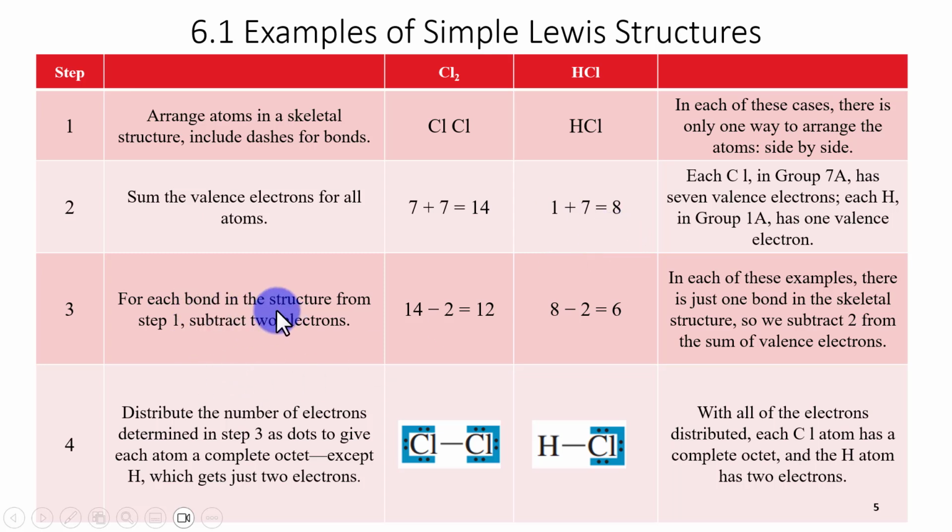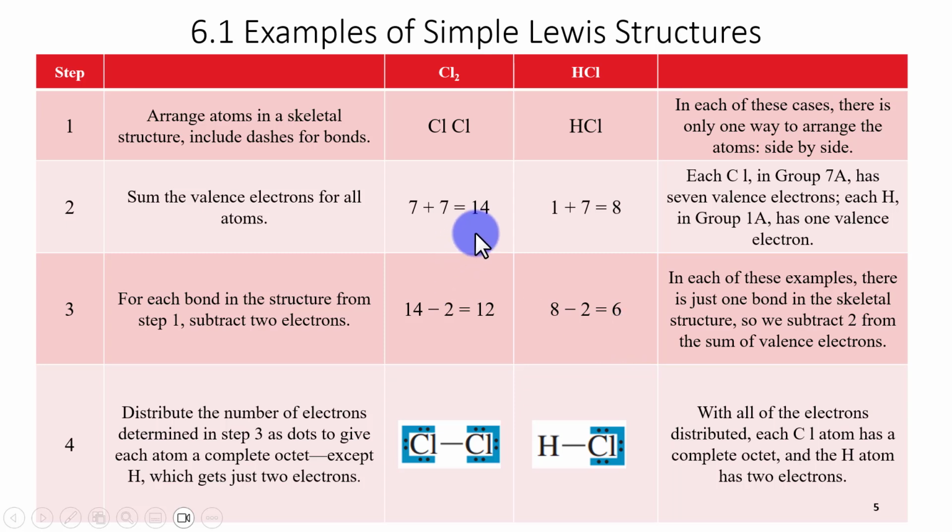And then for each of the bonds that we drew in the structure, we subtract 2 electrons. Here we would have a dash. That's the bond between the 2 chlorines. Since we only have 1 bond, we subtract only 2 electrons from my total. 14 minus 2, I have 12 electrons left to distribute. Over here, I had 8 minus 2 from the bond, which gives me 6 electrons to distribute.